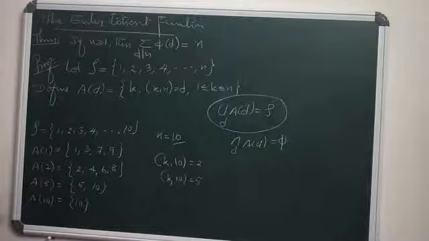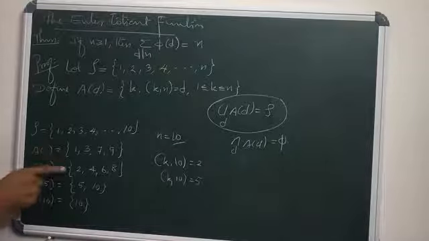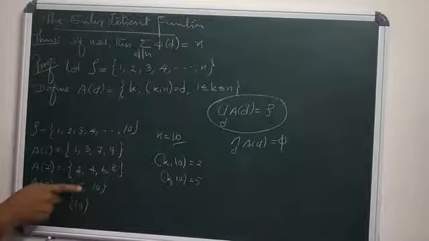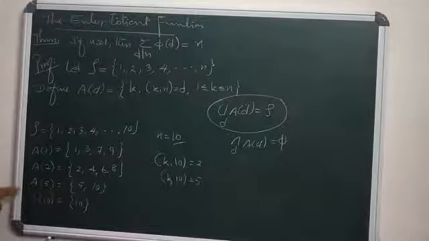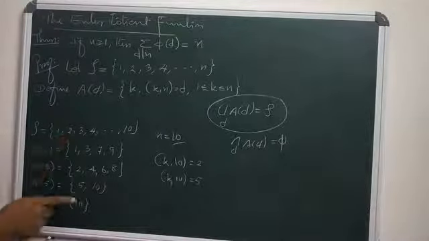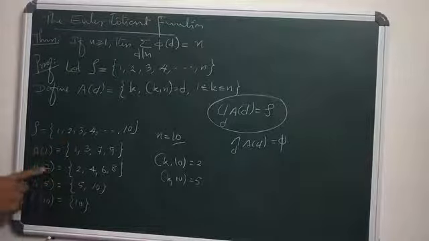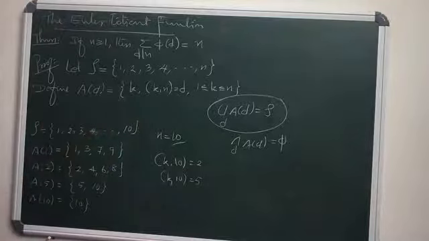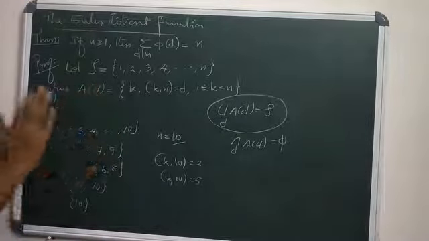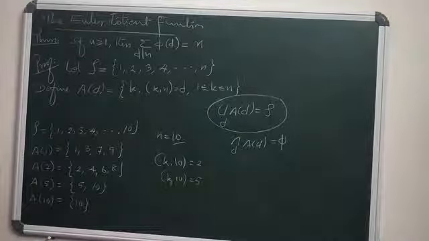So listen, A1, A2, A5 are mutually disjoint. All of these A of D's are mutually disjoint. But what about the union? A1 union A2 union A5 union A10 is nothing but S. Like this, you can divide S into mutually disjoint sets whose union is S. Clear? Okay.